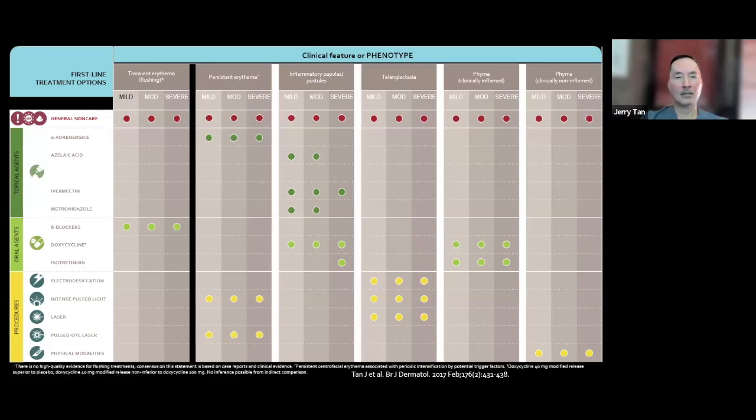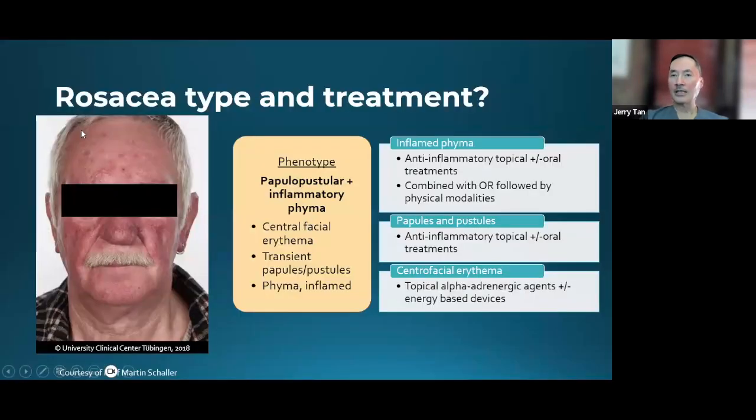What does that mean? Synthetic detergents that are pH balanced, that are very gentle to the skin with little in the way of surfactants that can irritate and remove natural moisturizing factors, along with moisturization and high-grade sunblocks. And then we follow that with the different options that are available for each of these features, depending on the features themselves. So let's see how this could work in individual patients.